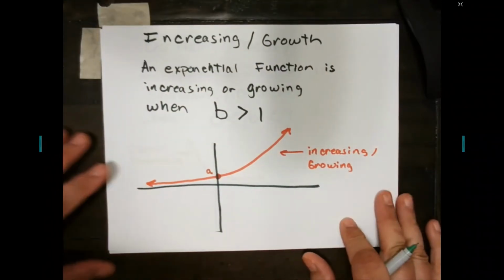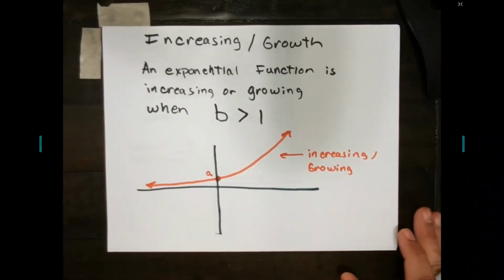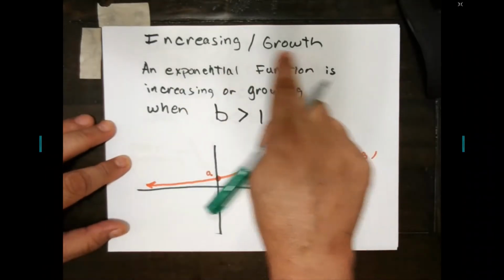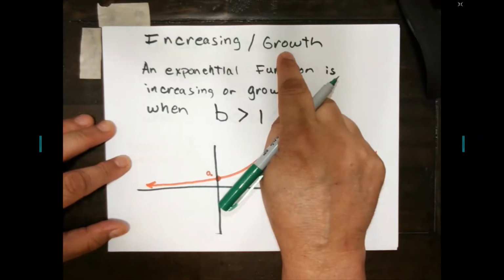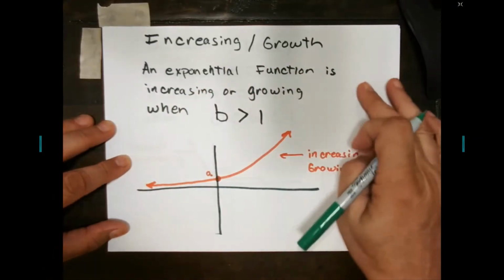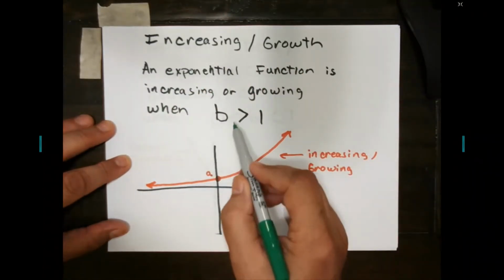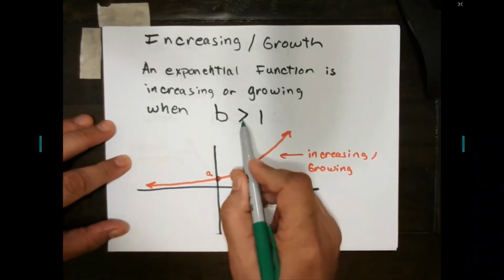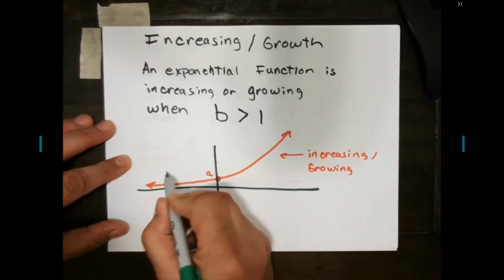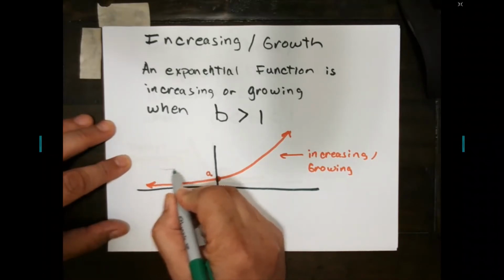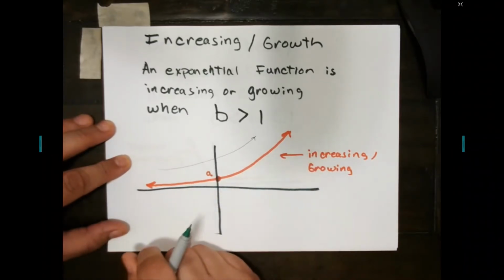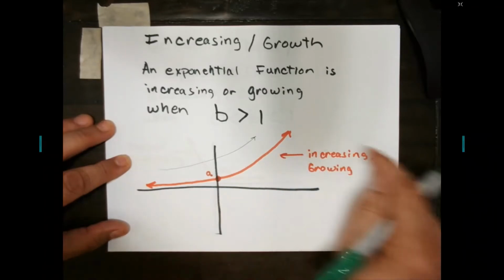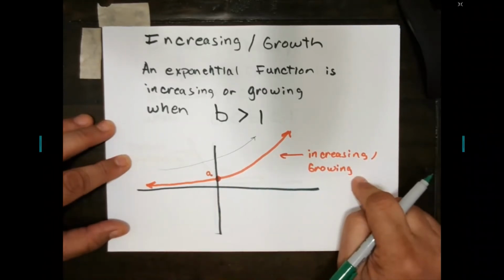Exponential functions graph in two different ways. They're either increasing, and another word for increasing is growth, and an exponential function is increasing or growing when the change factor, b, is greater than 1. So if b is greater than 1, it's always increasing to the right. So it'll be uphill to the right. So increasing and growing looks like this.